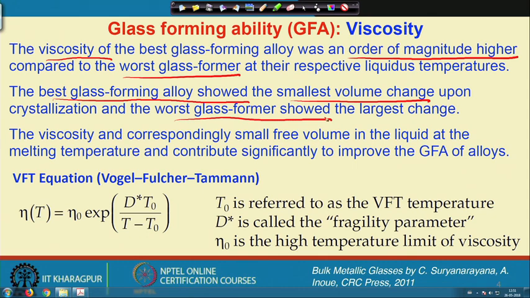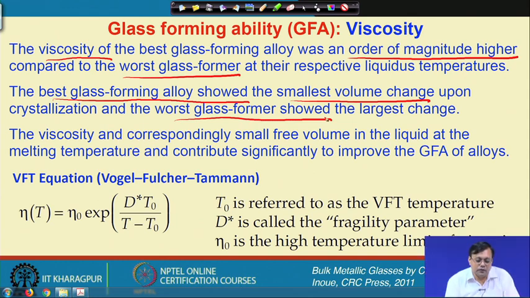If you see the plot of specific volume versus temperature, we will understand the meaning of the excess volume. The viscosity and correspondingly small free volume in the liquid at the melting temperature contribute significantly to improving the glass forming ability.